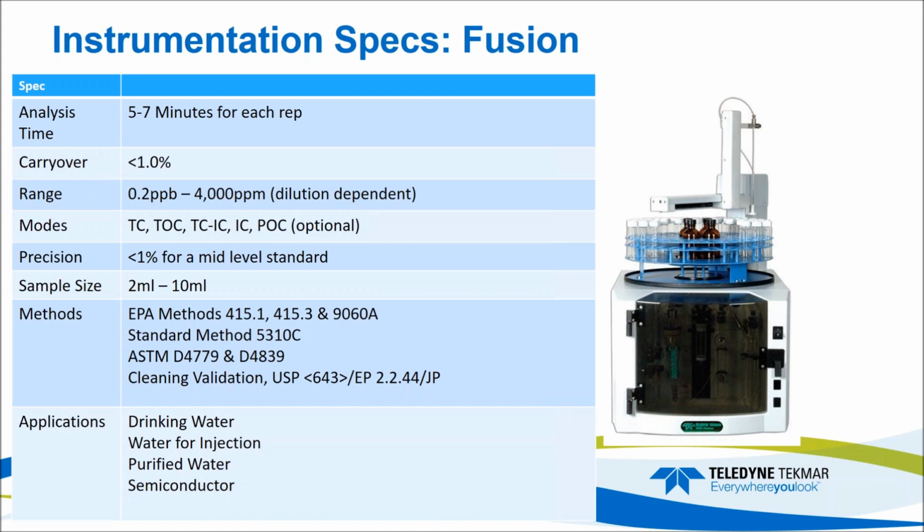The range of the Fusion, it can do 0.2 parts per billion. Now that is an MDL, a minimum detection limit, which means it's a theoretical value. If you want to learn more about that, there's actually a webinar on detection limits on YouTube that we made. It's just basically saying 50% of the time you'll be able to pick this up as a reading at this level. So half the time you run a 0.2 ppb sample, the Fusion will pick it up. It will integrate the peak basically. And it will go all the way up to 4,000 ppm. That is dilution dependent. The Fusion is capable of diluting up to 1 to 200.